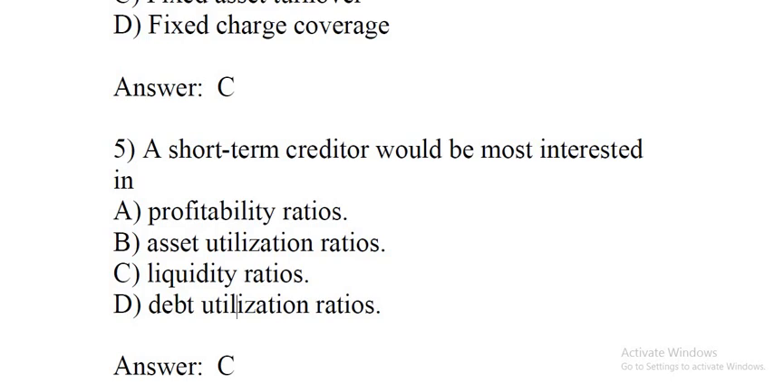The liquidity ratios will be the most important thing for bankers. The potential investors will focus on profitability ratios. So, short-term creditors will be most interested in liquidity ratios.